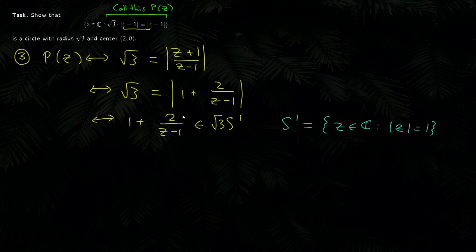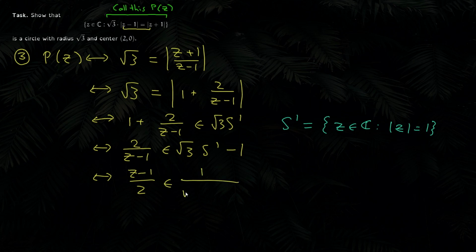So now we can just do algebra with this line. So we'll start off by subtracting 1 from both sides. Now we'll go ahead and reciprocate both sides. And now we're kind of stuck because we're reciprocating this circle in the complex plane. It's centered at 1, it has radius √3. And the question is, what curve do we get when we take the image of that circle under the reciprocation function?